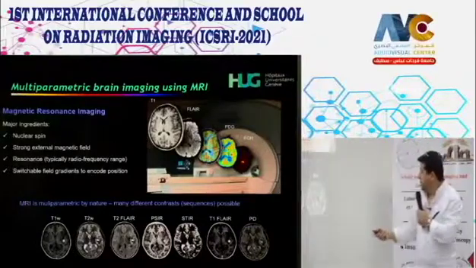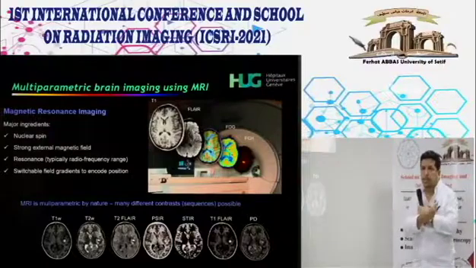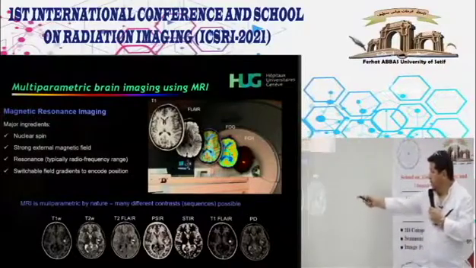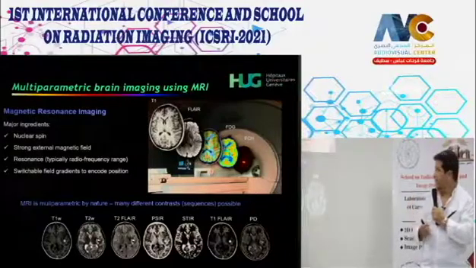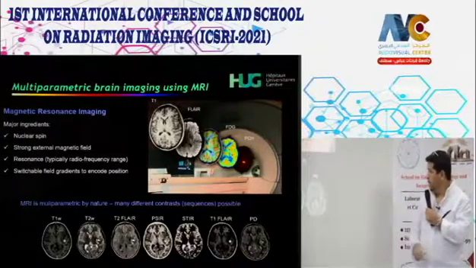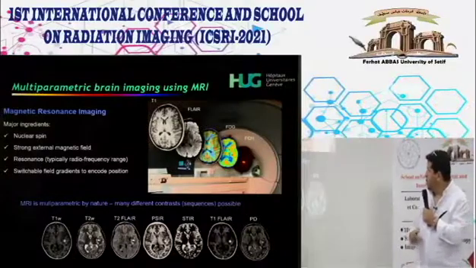MRI is a multi-parametric imaging procedure compared to CT, where you have only the signal from the contrast medium. Different sequences generate different contrasts, and depending on the clinical indications, you can get multiple sequences, or MR sequences.